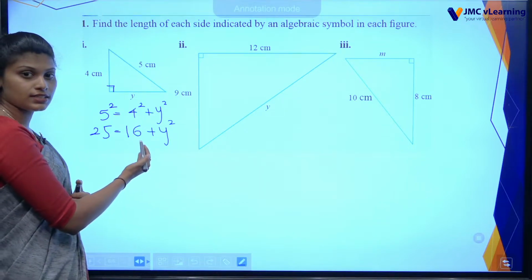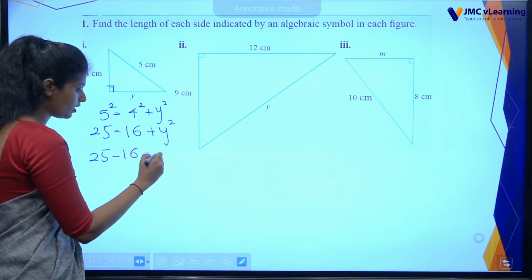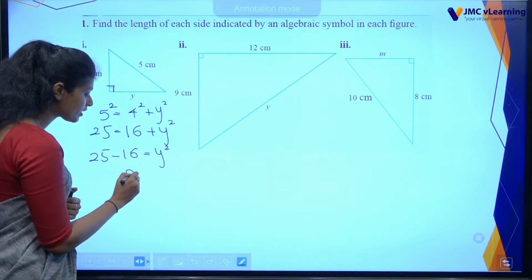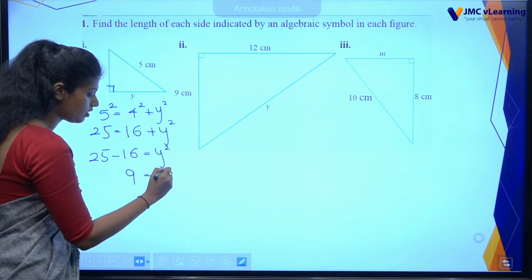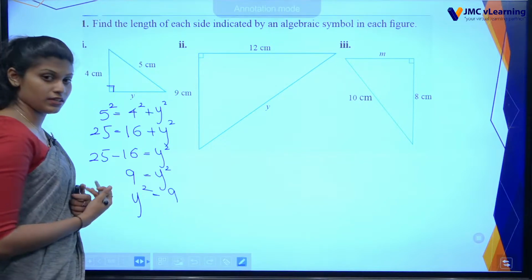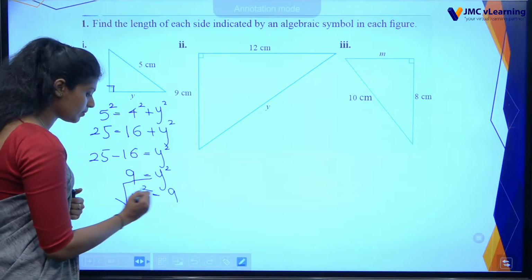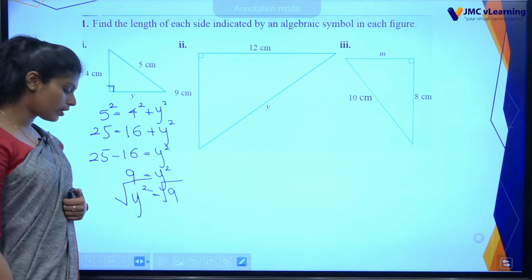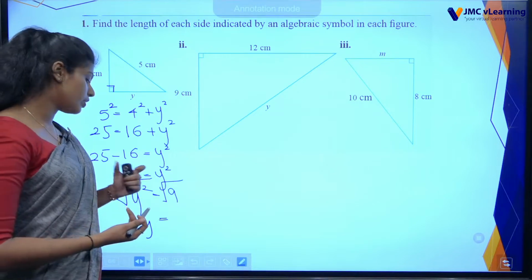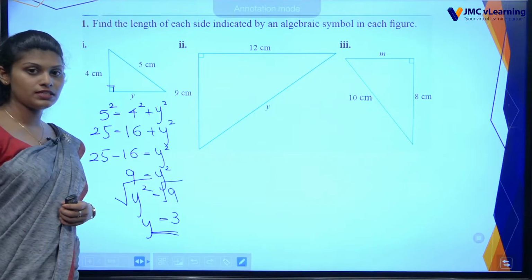So let's take 16 to this side. Then it becomes minus. 25 minus 16 is equal to y squared. What is the value? 9. 9 is equal to y squared. So to find the value of y, what do you have to do? You have to take the square root. That means on both sides you have to put the square root. Then the square root of 9 is equal to 3. Then the y value is 3.